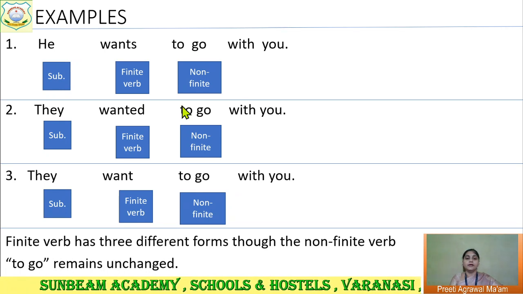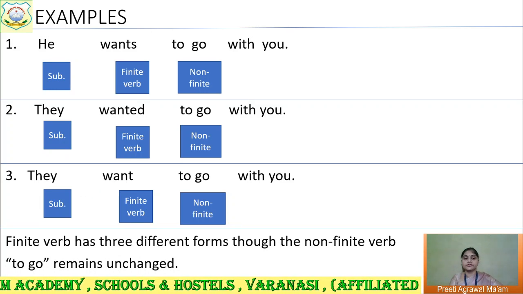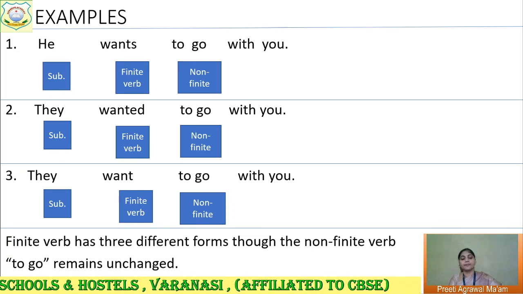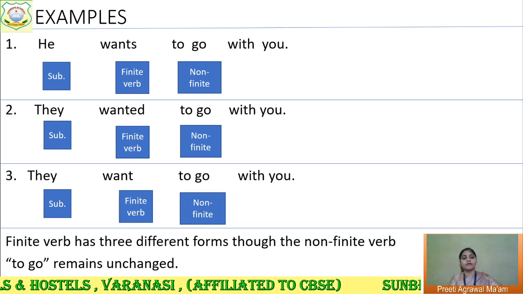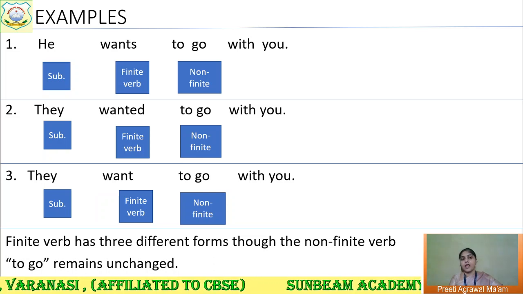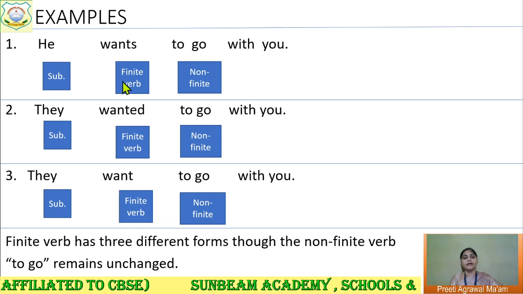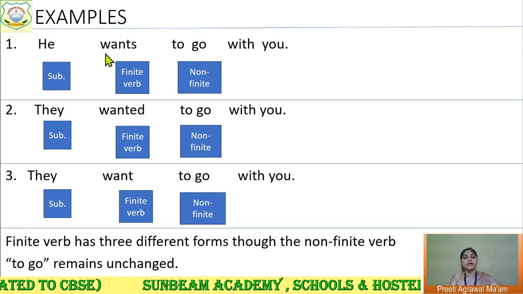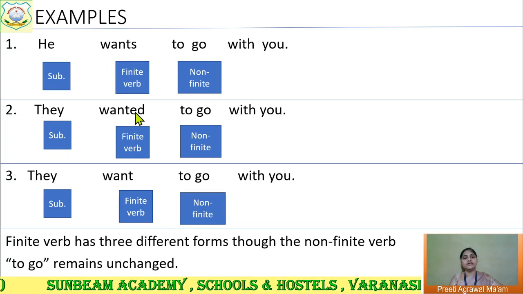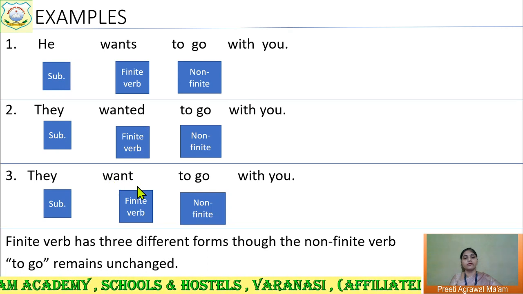So if I am using will here, in which tense will it change? It will change to simple future tense. They will want to go. So there will be three different tenses. And see, finite verbs are written in different forms. Here I have added S in want. Here I have added ed. Here I have written only the main form of the verb.